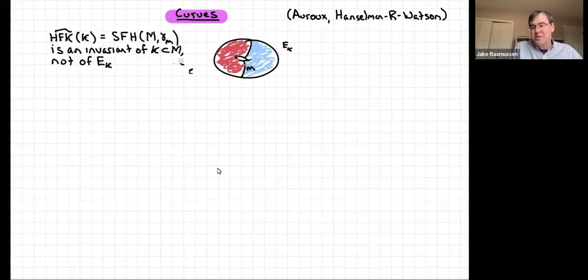So now let's come to the curves bit in the title of the talk. And maybe if you know the Alexander polynomial a little bit, you'll know that the Alexander polynomial is an invariant of the complement of the knot. Even, it's an invariant of the fundamental group of the complement of the knot. So you could ask the same question about the knot-Floer homology. Is the knot-Floer homology an invariant of the complement of the knot? And it turns out that the answer is no.